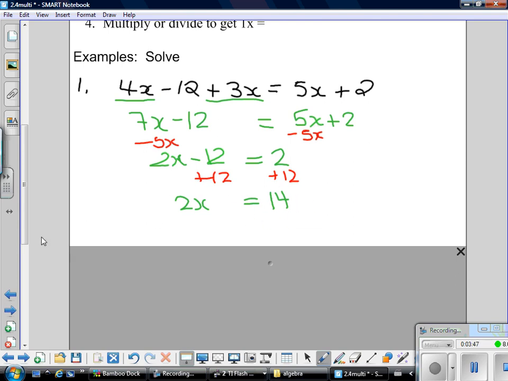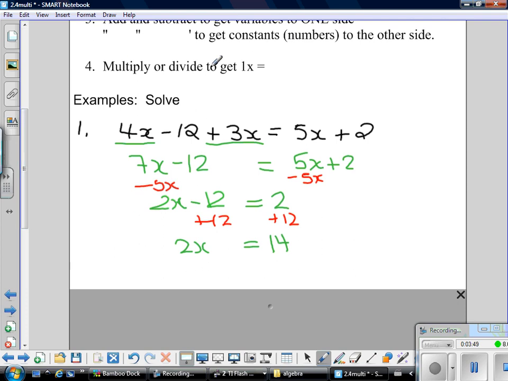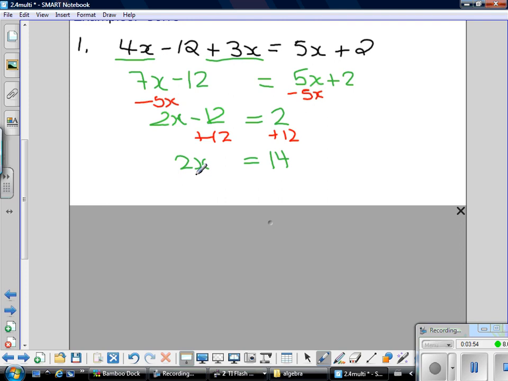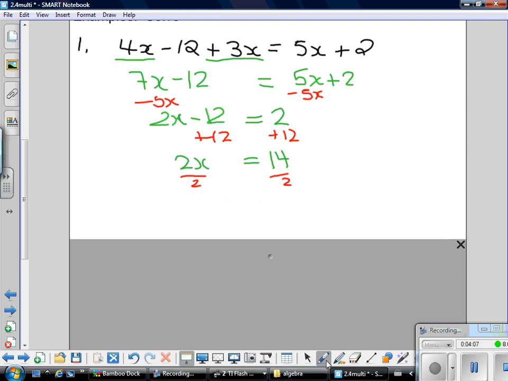side. Now the final step said multiply or divide to get a positive 1x. Well, in other words, how do I get rid of that 2x? How do I get rid of the 2? The opposite of multiplying by 2 is dividing by 2. So if I divide 2 on that side, I divide 2 on this side. So 2 divided by 2 is 1. So that cancels out. So I'm left with a 1x equals 14 divided by 2 is 7.